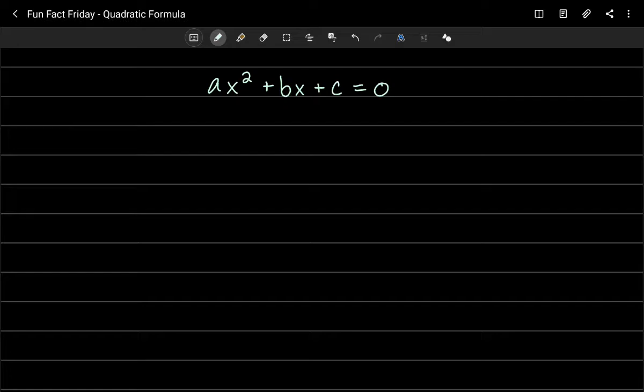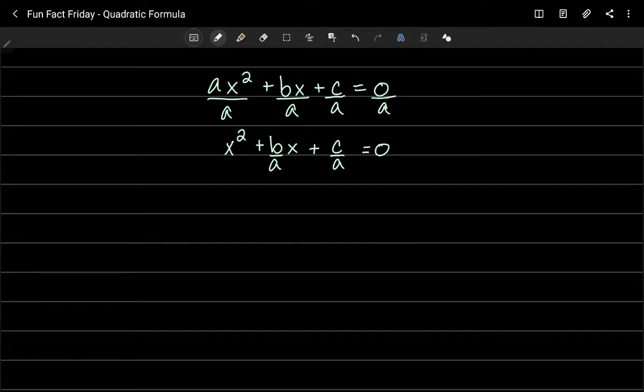Well, if I'm going to complete the square, first thing I have to do is get that a out of the way. I don't want a coefficient that's not 1 in front of the x squared. So we're going to divide everything by a. So now we have x squared plus bx over a plus c over a equals 0. Next step, we can complete the square.